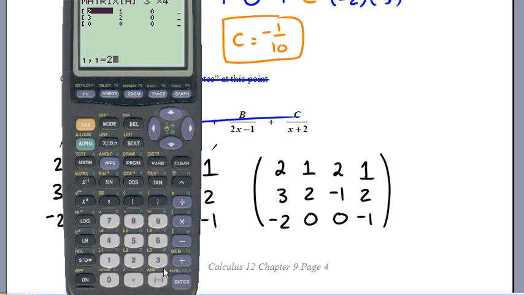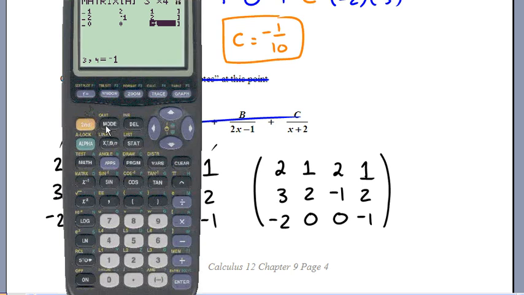So I would go 2, enter, 1, enter. This one now needs to be a 2, enter. There's the last one for that row, 1, enter. Now the next row: 3, enter, 2, enter, negative 1, enter, 2, enter. And the last row: negative 2, enter, 0, enter, 0, enter, and negative 1, enter. There, that matrix is now stored with those 12 numbers in there.